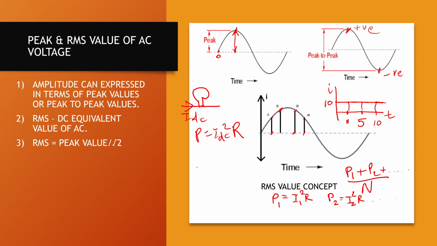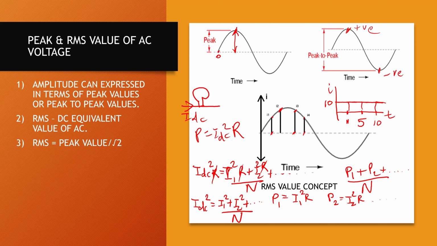So now I can say that my I DC square times R is equal to I1 square R plus I2 square R plus so on, divided by N. The resistance on all sides would get cancelled, so I am just left with I DC square is equal to I1 square plus I2 square plus so on, divided by N.